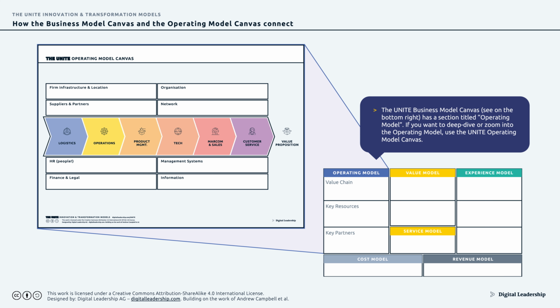The operating model canvas is tightly integrated with the rest of the business model canvas. For those who are familiar with the business model canvas, the operating model canvas covers the back end of the Unite business model canvas. This drawing shows the integration between the two. So the operating model basically details out the value chain, key resources, and key partners of the operating model summary contained in the business model canvas.